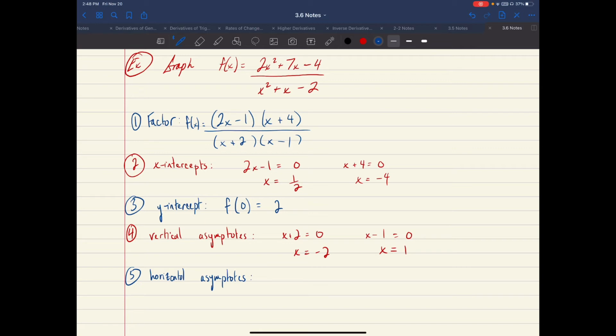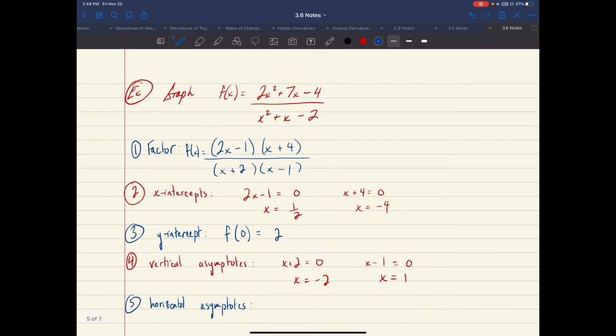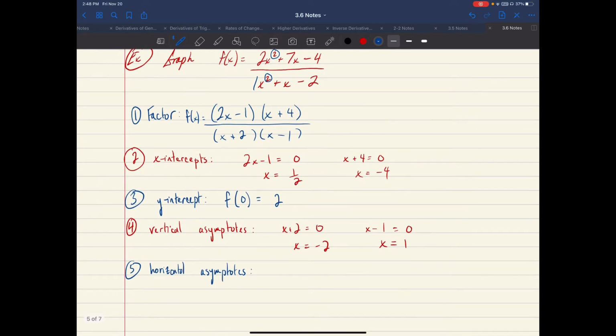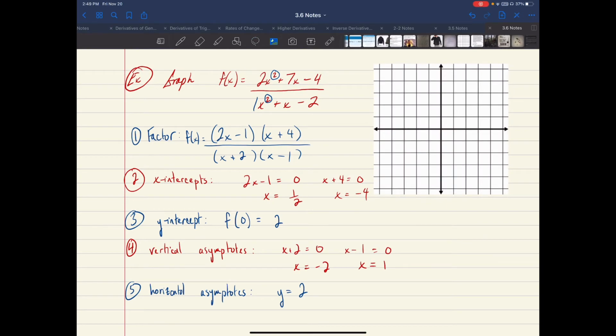So the horizontal asymptotes, if we look at this original function at the very top, it's a squared function in the numerator, squared function in the denominator. So we just take the ratio of the terms because the degrees are the same. So the horizontal asymptote is 2 over 1, or 2. I'm going to move some of this a little bit. So now let's graph this.